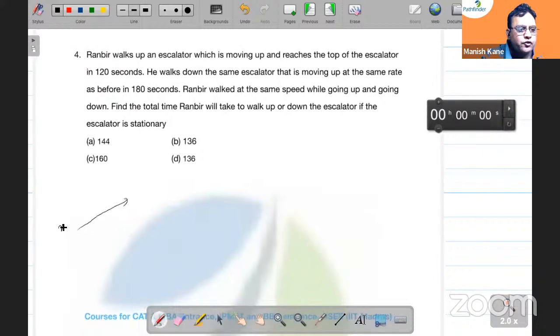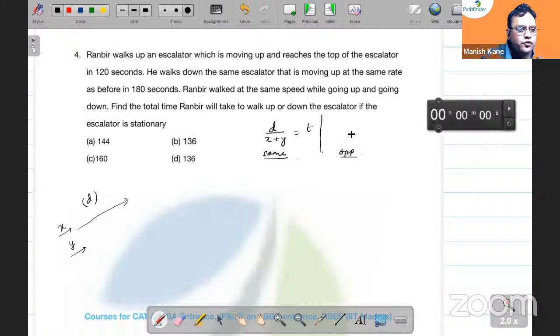So you would appreciate that if a person is walking at x and the escalator is moving at y steps per unit time, then if they are both traveling in the same direction, the total distance d will be covered in d upon (x plus y) unit time, if they are both moving in the same direction.